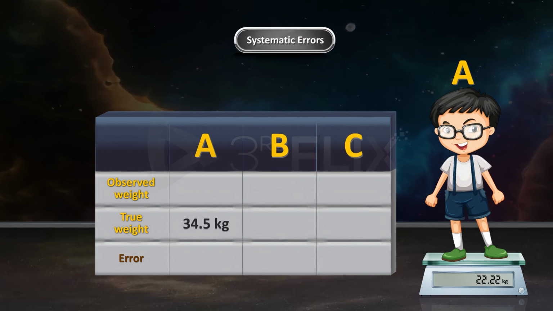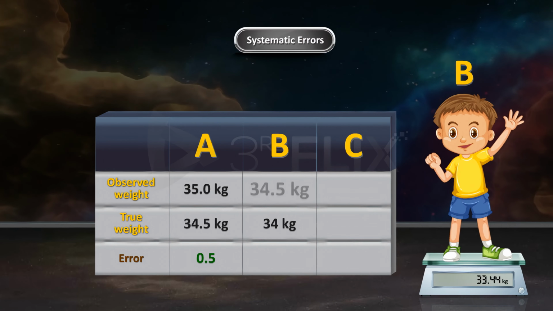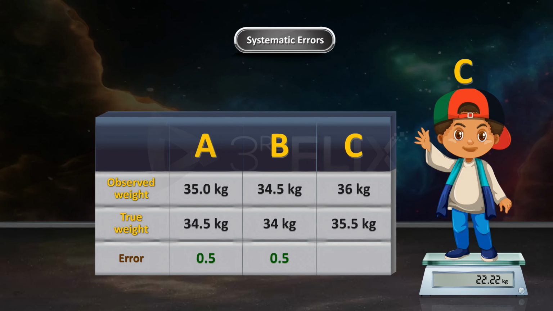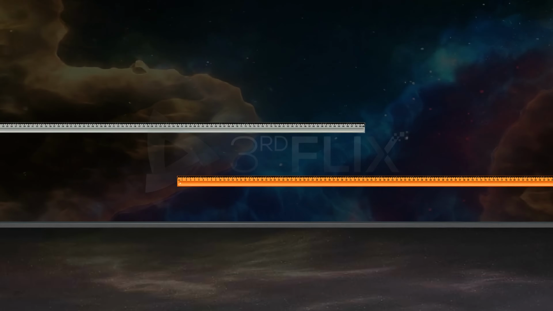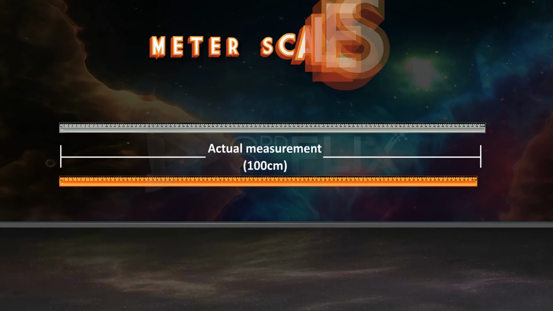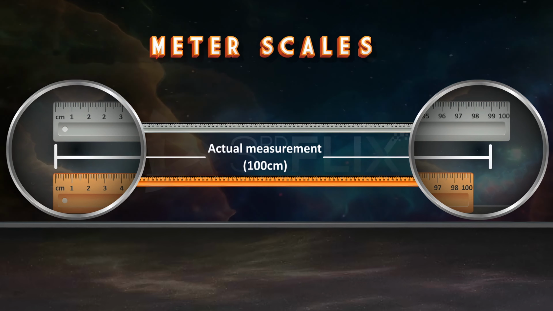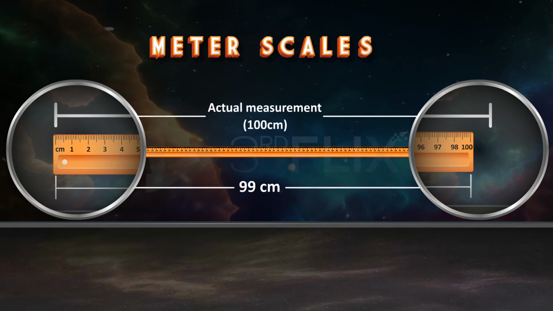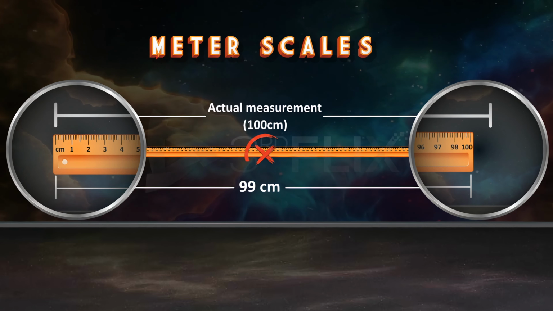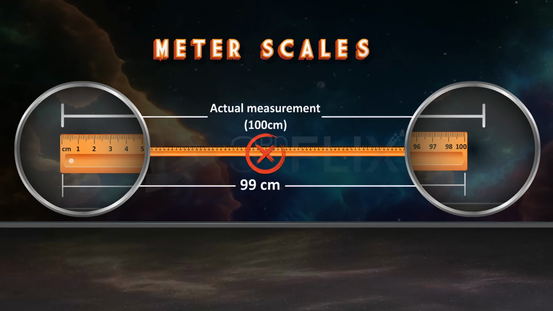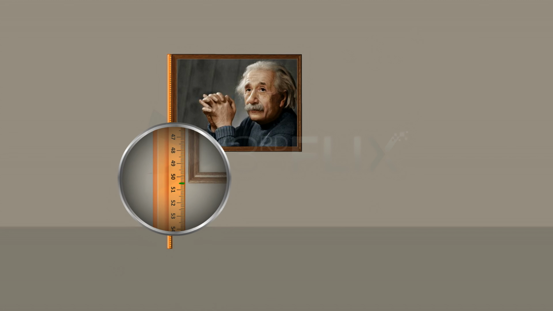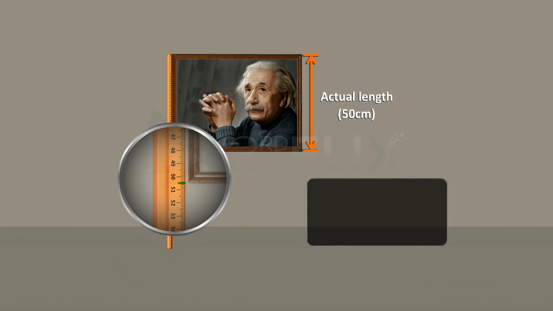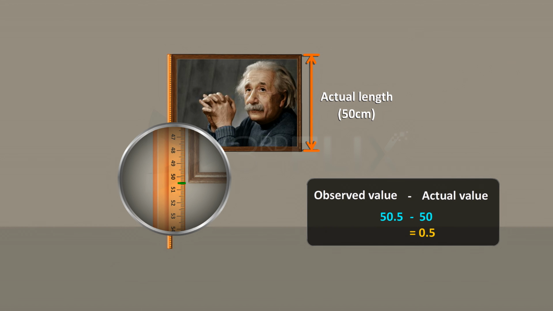The systematic errors are those errors that tend to be in one direction, either positive or negative. For example, consider 2-meter scales that are calibrated incorrectly. One of the scale's actual length is 99 centimeters only, but it is marked wrongly and used as a meter scale. If you use this scale to measure the length of an object, it always gives a reading that is more than the actual length. The error tends to be positive for any measurement made with this scale.